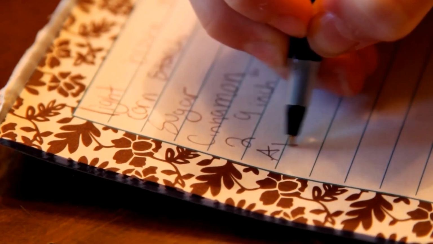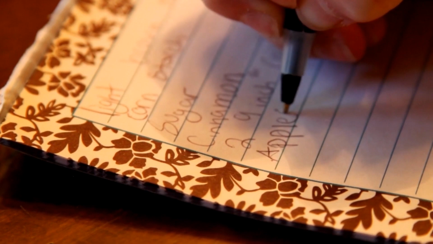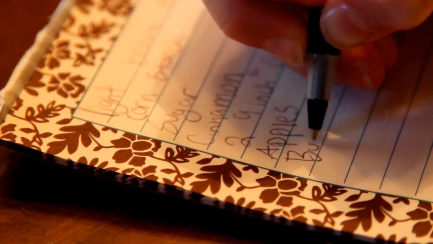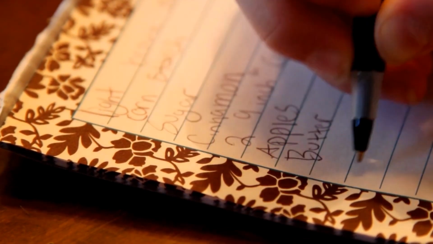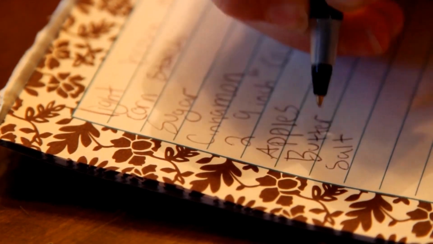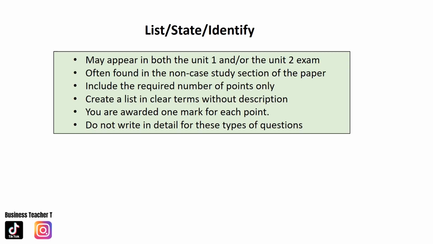You only need to write a list. You can use bullet points if you'd like, but a list is all that is required. Create a list in clear terms without description. You are awarded 1 mark for each point. So you need to have good knowledge so you're able to list your points. Do not write in any detail for these type of questions. You need to identify, list or state, but not in any detail, not in any depth.